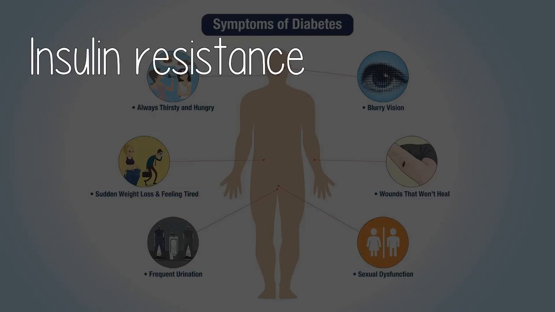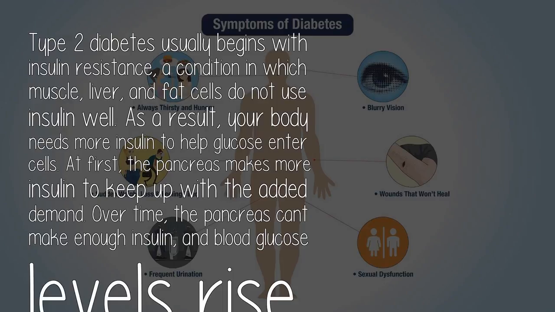Insulin resistance. Type 2 diabetes usually begins with insulin resistance, a condition in which muscle, liver, and fat cells do not use insulin well. As a result, your body needs more insulin to help glucose enter cells. At first, the pancreas makes more insulin to keep up with the added demand. Over time, the pancreas can't make enough insulin, and blood glucose levels rise.